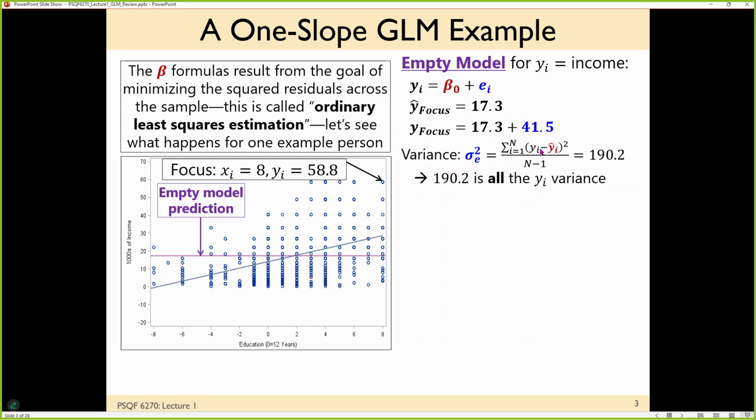So each person's e is what's in here. We square it. We sum it over people. We divide by n minus 1. Do you remember that? Because, yep, we had to know what the intercept is to do this. Said differently, I got n problems, but the mean ain't 1. How about that? So 190.2 is the result in this data set of going through this. So that's all the variability in income that there is.